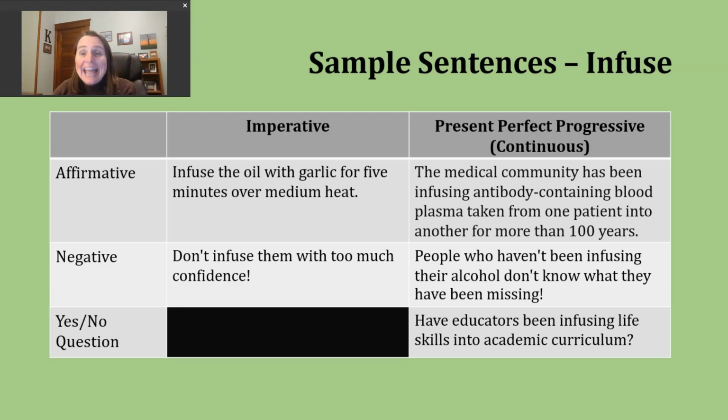If I want to make a negative present perfect progressive sentence, then again, I'm going to pay attention to my subject, and use either have not been and the ing form of the verb, or has not been and the ing form of the verb. Here's another example. "People who haven't been infusing their alcohol don't know what they have been missing."